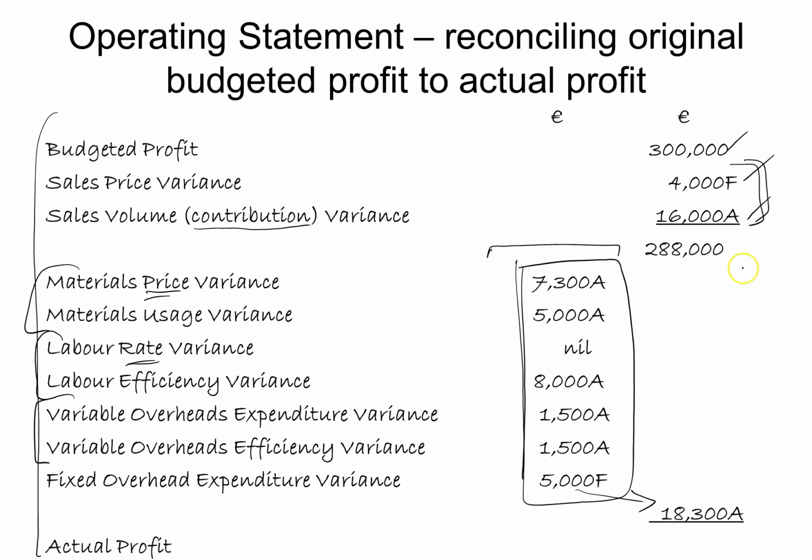Now that's adverse, so I'm going to take this figure here, which is the profit after adjusting for the sales price and sales volume variance, and subtract 18,300 from it because it is an adverse cost variance. That will give me a figure of 269,700, which in fact is the actual profit. So I'm pretty certain now I'm right. Of course, just because it reconciles doesn't mean you're definitely right, even though there's a fair chance you probably are. But if it doesn't reconcile, you've definitely gone wrong somewhere.